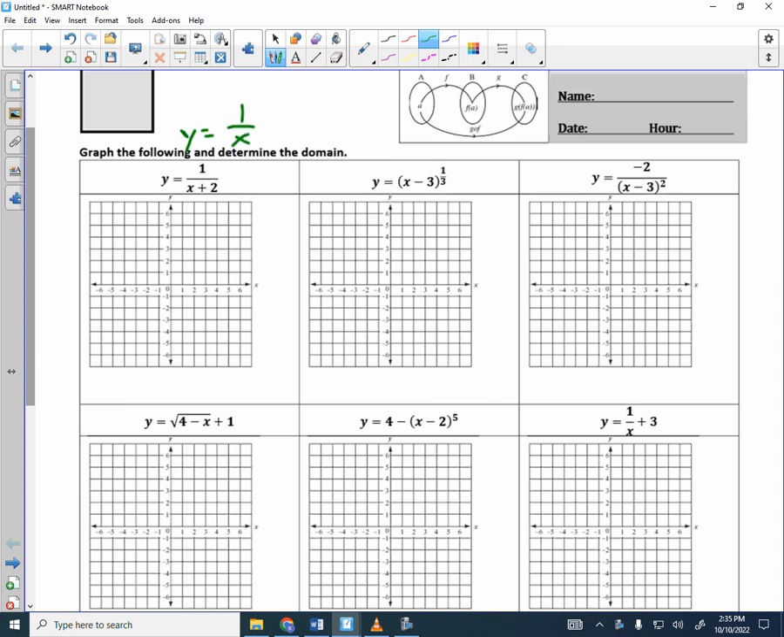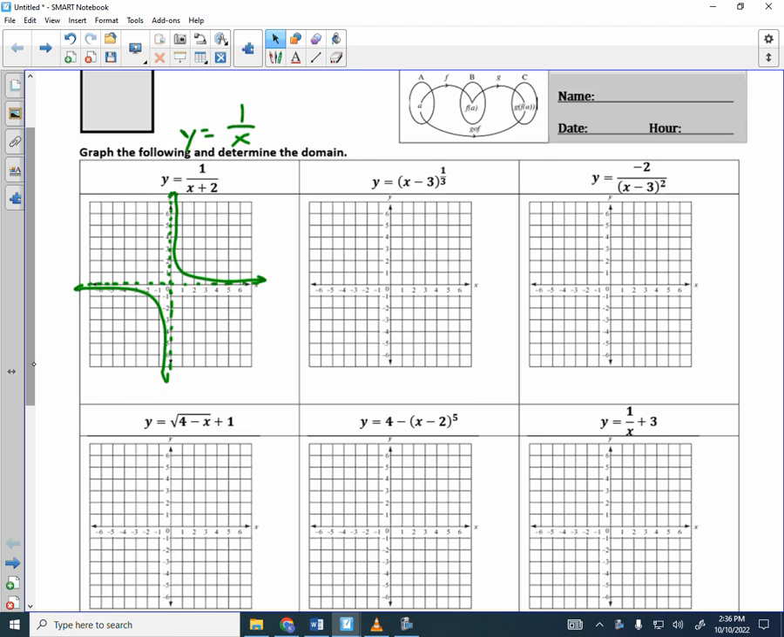Who remembers what 1 over x looks like? It's the reciprocal function. Very good. It doesn't touch the axes. So it has this vertical asymptote and the horizontal asymptote. And it has location here, and it has location here. And that's the reciprocal function. So the question is, can you identify then the transformation that's happening?